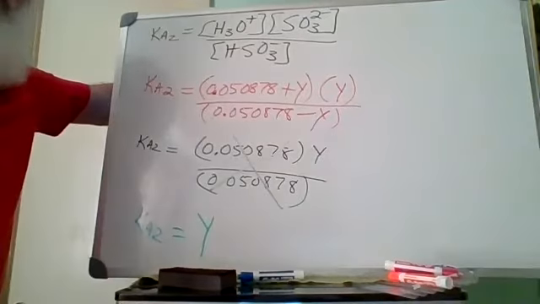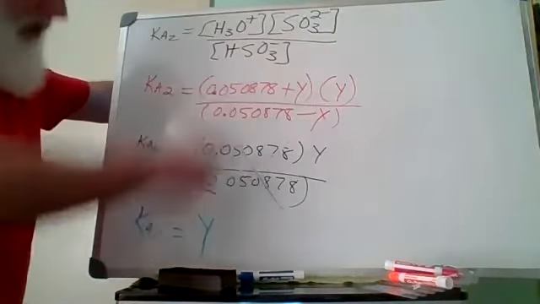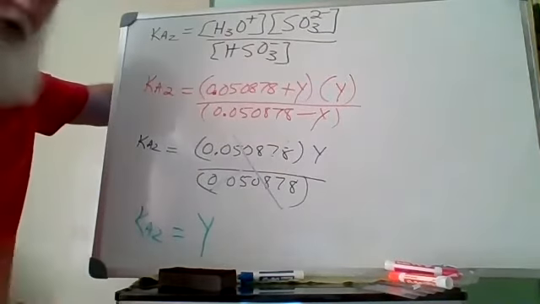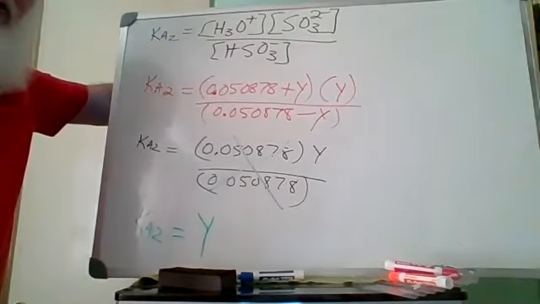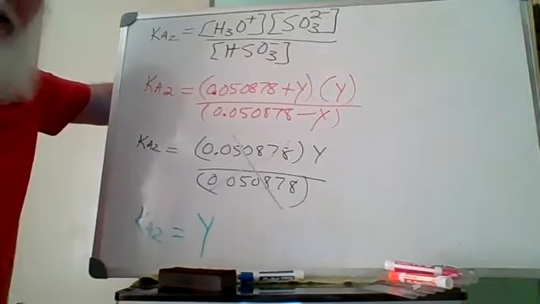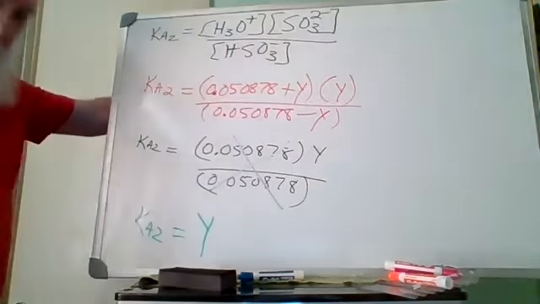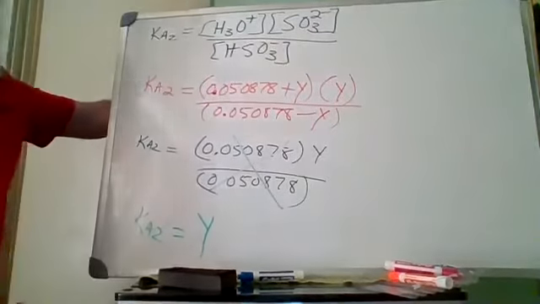you don't even have to do that ice table. You don't have to do the second part of the problem. You don't have to do any of that. All you got to do is just say, oh, it's equal to the value of Ka2. Okay? Any questions there? Again, this is a very, very powerful relationship. Okay?